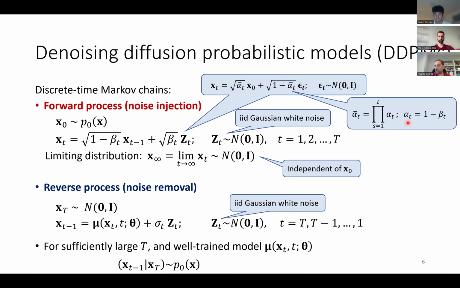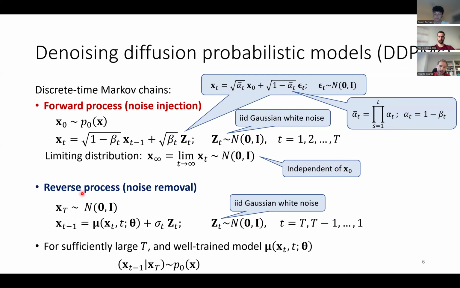Those coefficients can be calculated in terms of the beta. I define some auxiliary quantities: alpha of t, which is just 1 minus beta, and then alpha bar of t, which is just the product of these. This is just the result of a composition of Gaussians. That's not very difficult to derive mathematically.